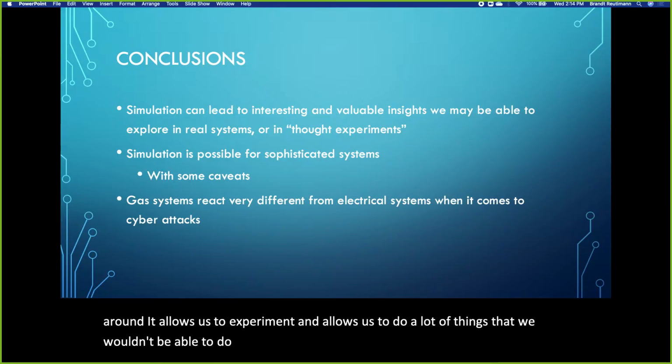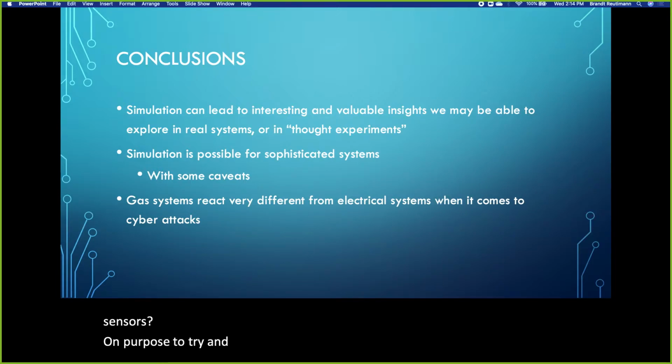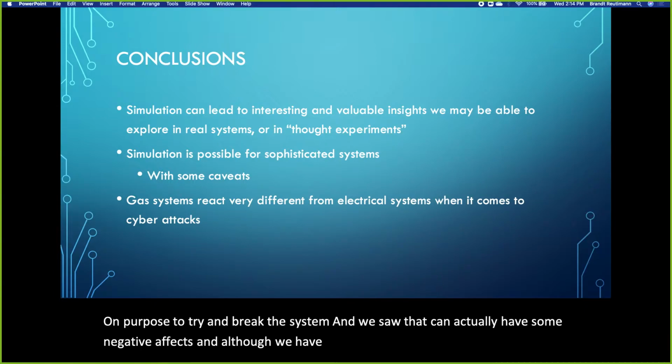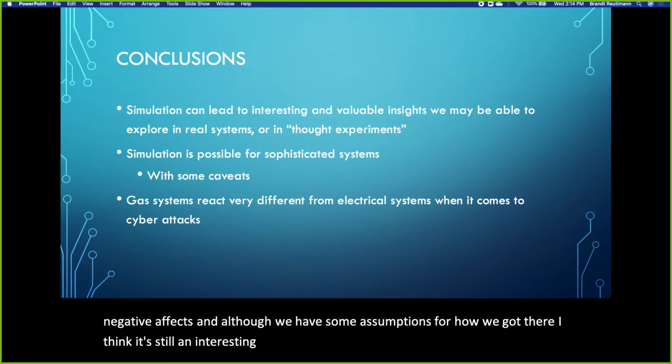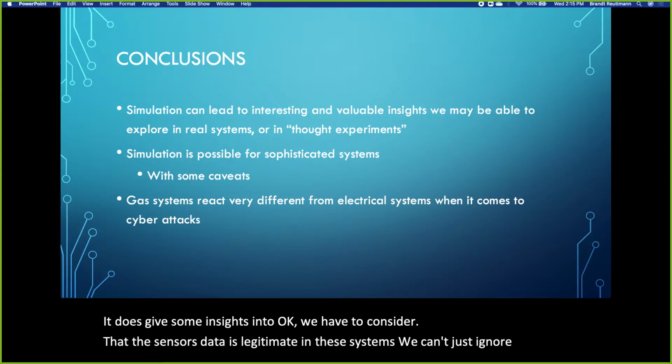And I think this measurement attack thing is a really good case study of that, in the sense that, okay, what happens if you start playing with the sensors on purpose to try and break the system? And we saw that that can actually have some negative effects. And although we have some assumptions for how we got there, I think it's still an interesting experiment, because it does give you some insights into, okay, we have to consider that the sensor's data is legitimate in these systems. We can't just ignore and assume that everything's going to be all right, right?